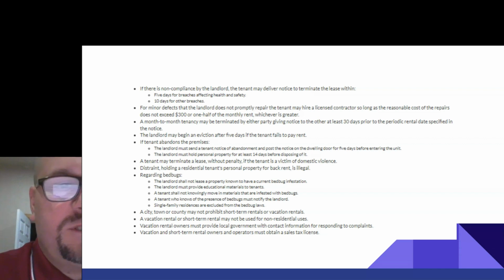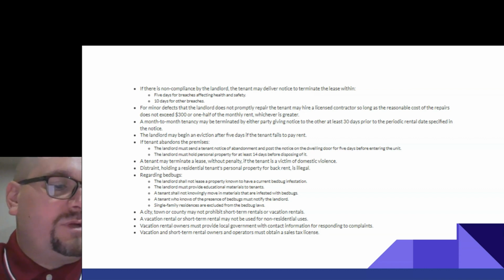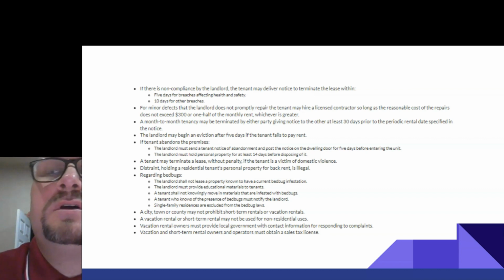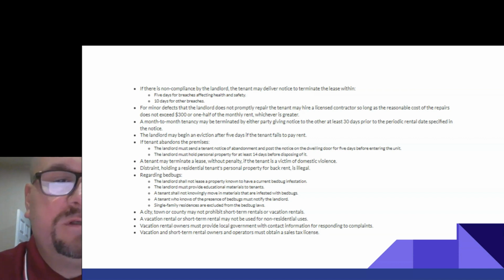Regarding bed bugs, the landlord shall not lease a property known to have a current bed bug infestation. So if the landlord knows there's bed bugs and it's not clean and they want to rent it out, can they do that? No. Bed bugs have to be cleaned out before, so they cannot rent to someone knowing there were bed bugs. A current bed bug infestation.